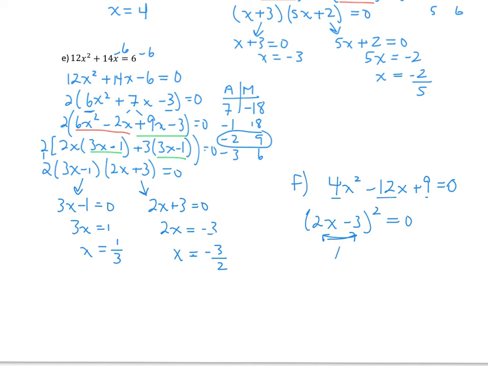This one only has the one solution here. 2x minus 3 would equal 0, or you could write it out twice, but you're still going to only get x equals 3 over 2 as your answer for that. So there's a case where you do only have one solution happening. All the rest of the above examples had two solutions, but there's a case with just one solution.